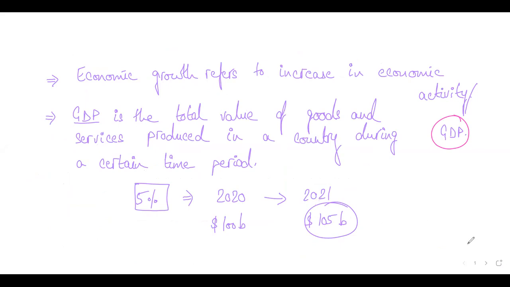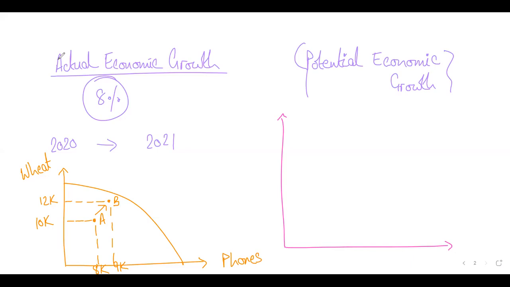After you've explained this, then you will differentiate between actual economic growth and potential economic growth. So first of all, writing a definition would help. You would say that actual economic growth is what actually is. Actual economic growth is the percentage change in a country's GDP that has actually taken place during that time period.